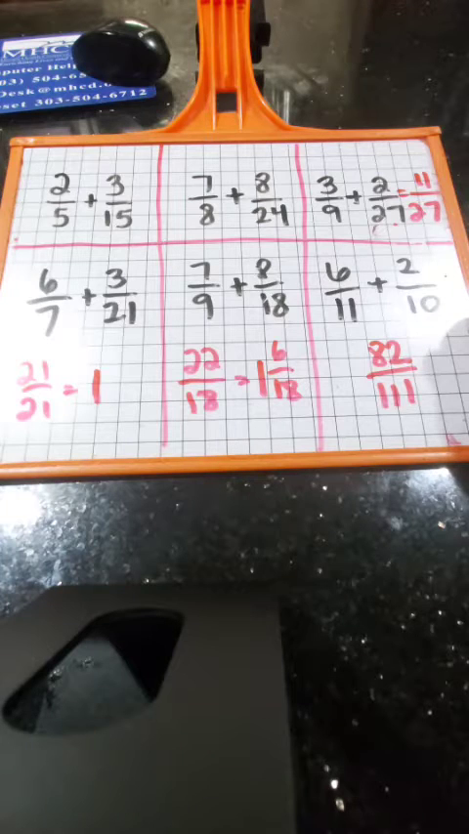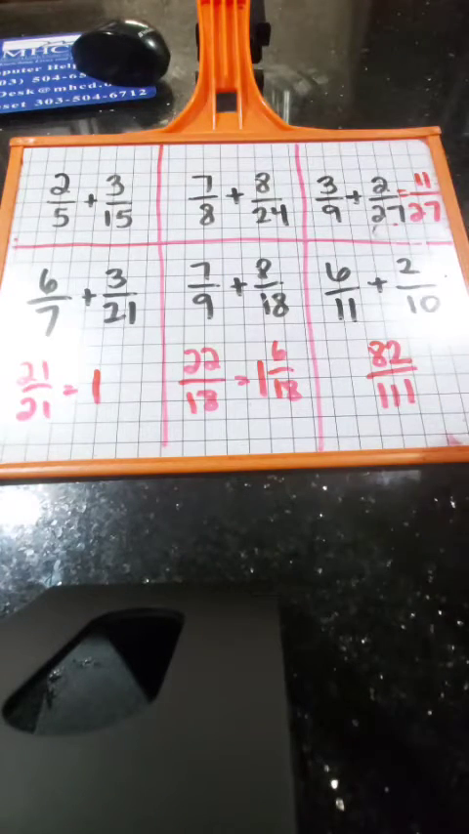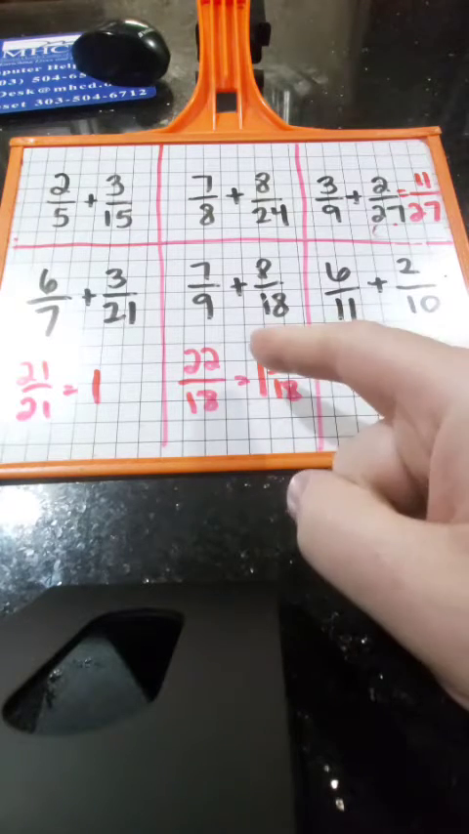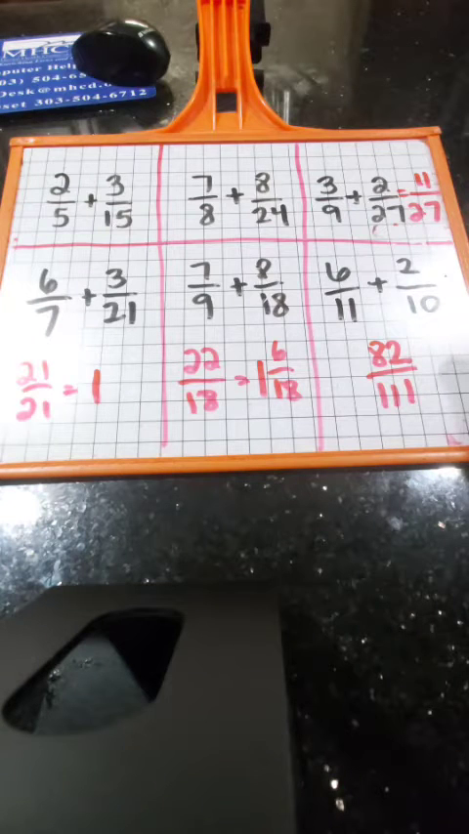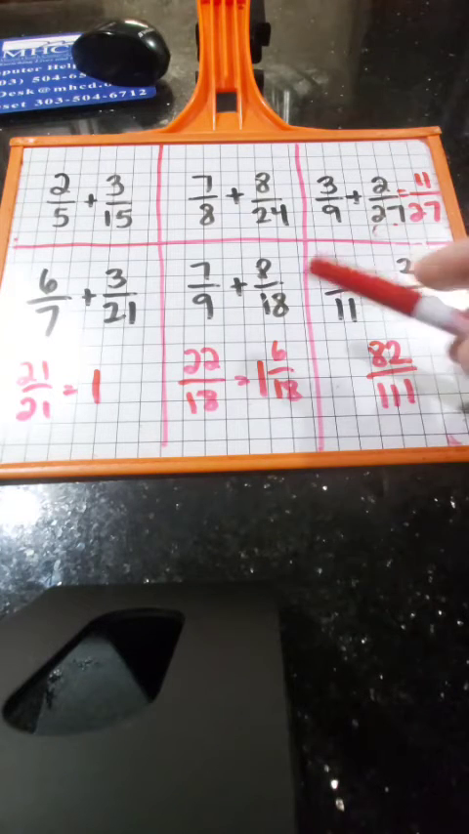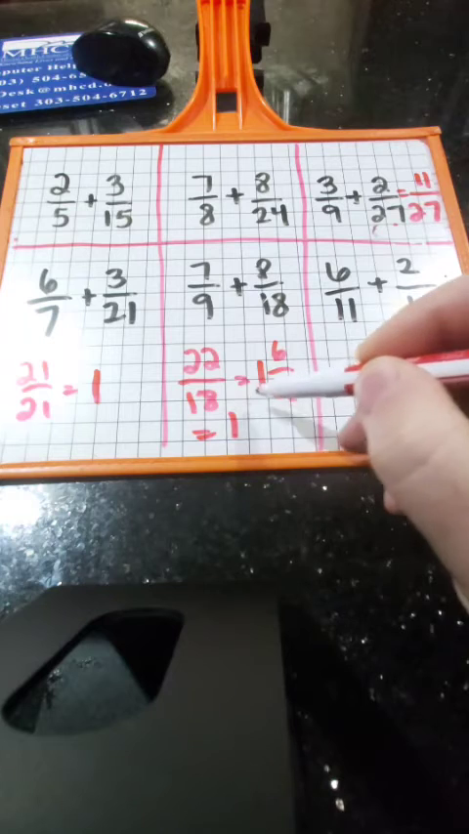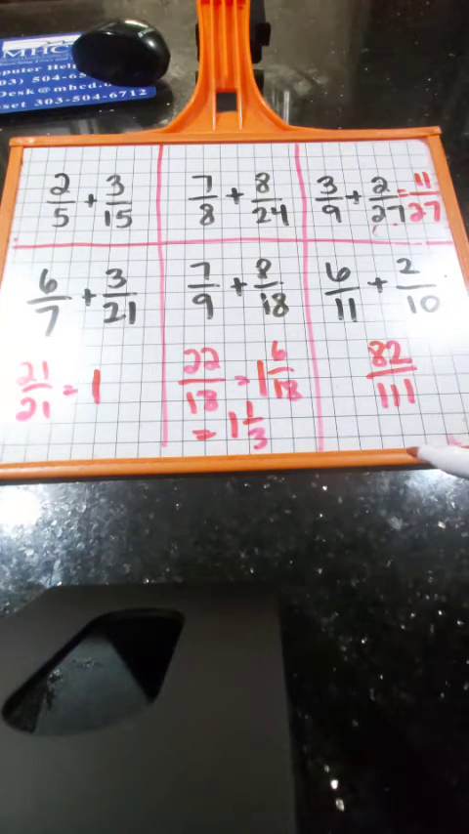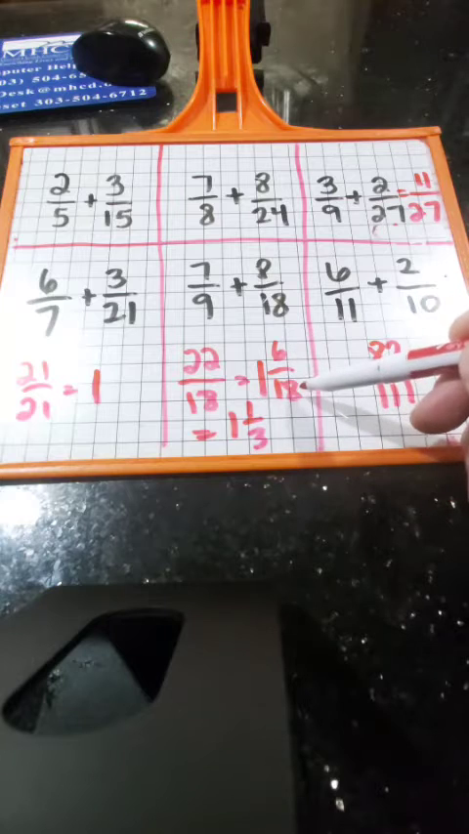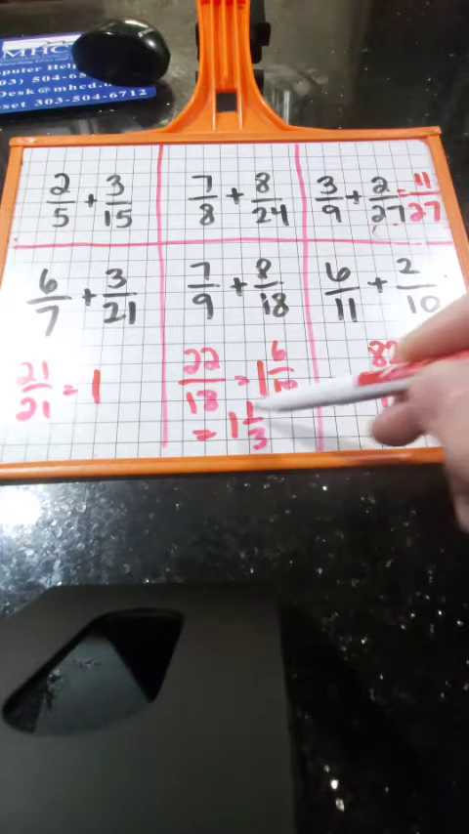And in one case here, you guys noticed that it ended up being 21 over 21, which is the equivalent of 1. And in this particular case here, 7/9 plus 8/18 gives us an improper fraction of 22/18, which by now we should have learned to convert back into 1 and 6/18. If you know that 6 and 18 have a common factor of 6, and you divide both the numerator and the denominator by 6, you end up with 1 and 1/3.